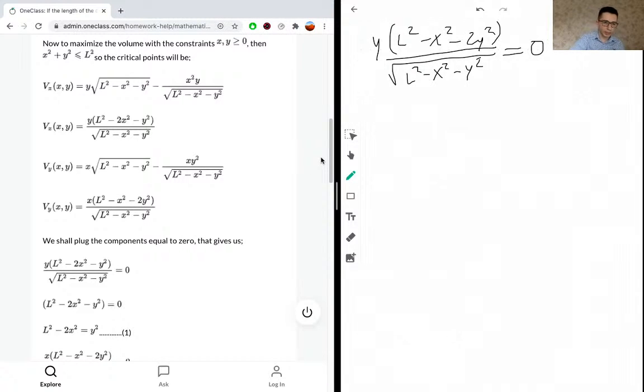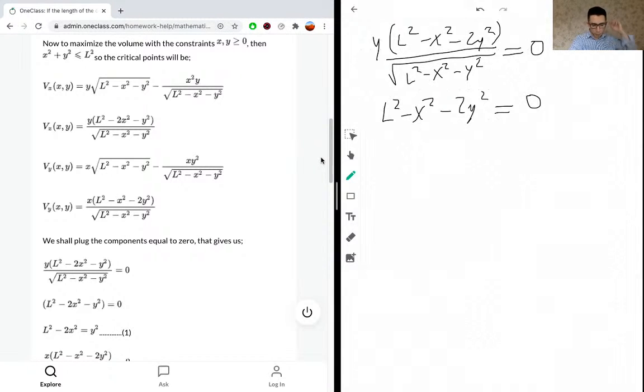And then we know that we can just multiply out the bottom, and we can see that at y equals 0, we can't have that as a solution. If we had y equals 0, then the volume would just be 0. So we have L squared minus x squared minus 2y squared is equal to 0. So we multiplied both sides by the denominator, and we've got rid of the y, because at y equals 0, the volume would just be 0.